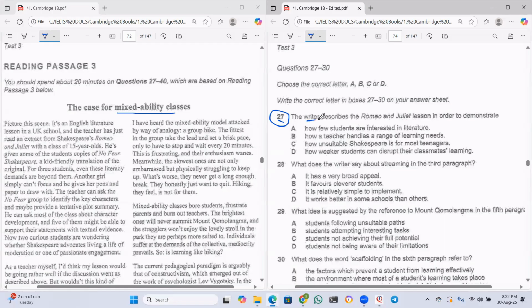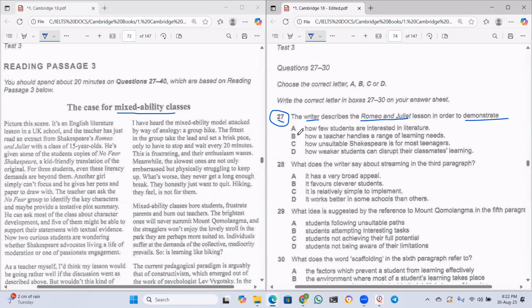The first question: the writer describes the Romeo and Juliet lesson in order to demonstrate what? The options we can read later. Don't read the options now because you will get confused. Just read the question and then go to the paragraph.